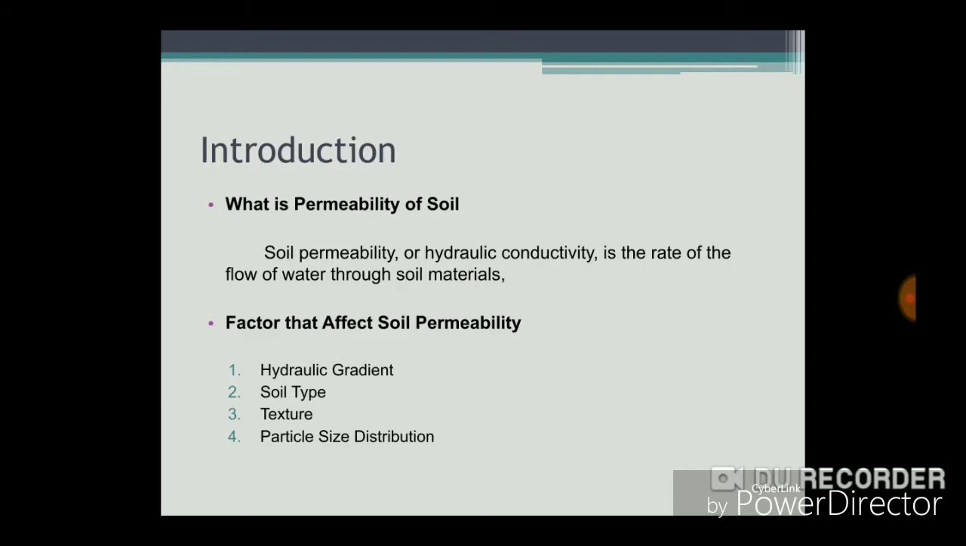For factors that affect soil permeability, the first one is hydraulic gradient, second soil type, third texture, and the last one is particle size distribution. We can use Darcy's law, which dictates all results from soil permeability tests. It's an equation describing the movement of fluid through a porous medium. This equation defines the coefficient of permeability or hydraulic conductivity of soils, a ratio of fluid velocity through the soil matrix to the hydraulic gradient.